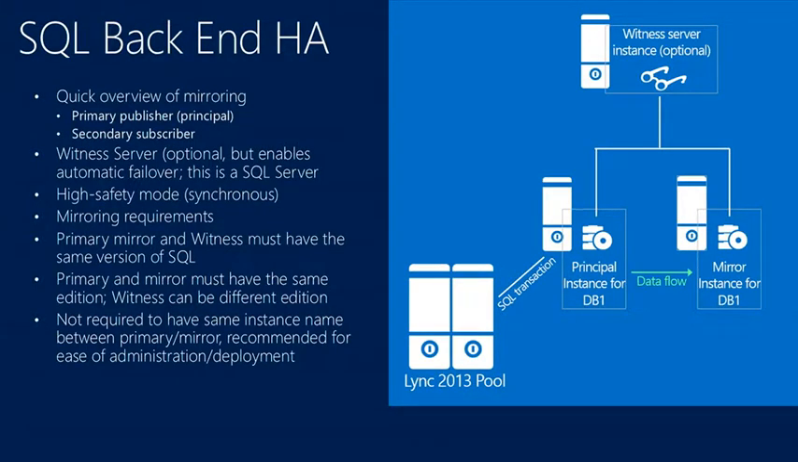With SQL Mirror, the witness is optional. That could be just any other server. It could even be a SQL Express server in your organization, for example, and provides you automatic failover. If you don't have the witness, you'd have to manually activate your mirror instance. Same concept of quorum applies there. We need an odd number. 2 is not an odd number, right? So by adding the witness, we have the capability to do failover.